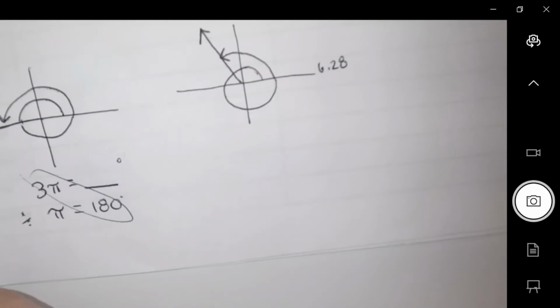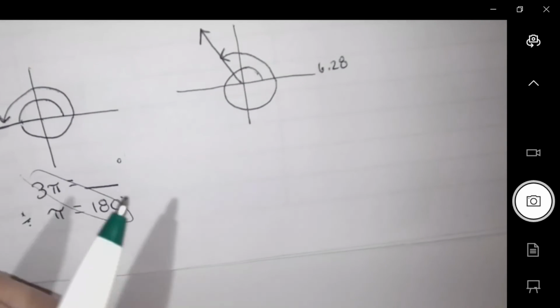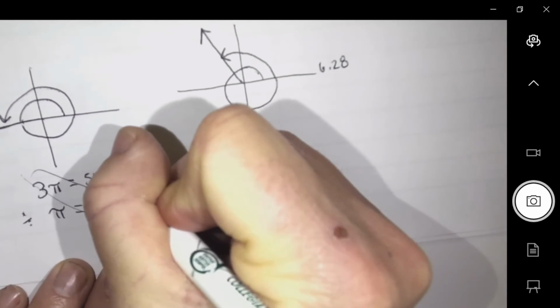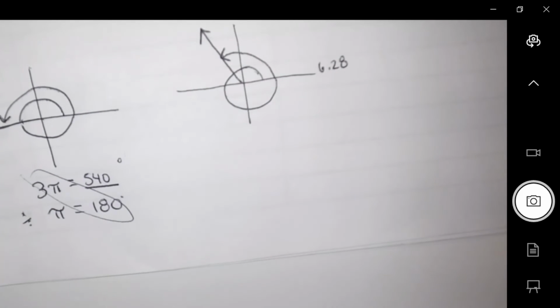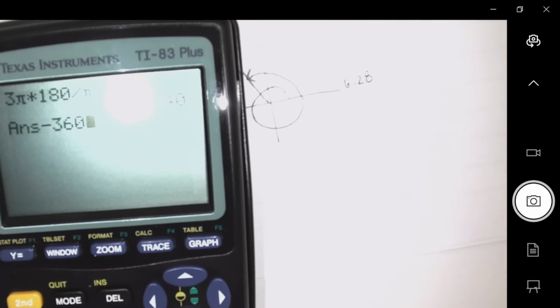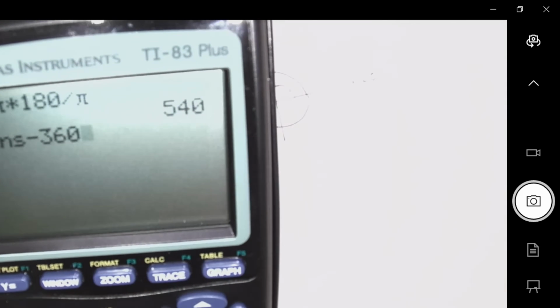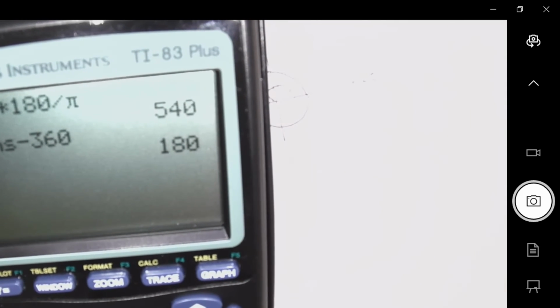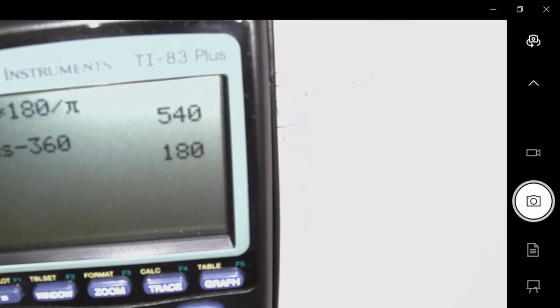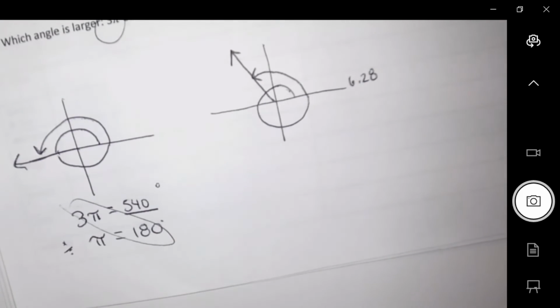If you times and divide that, what do you get as an actual degree? 540 degrees. So then I would do how much after 360? 360 plus another 180. So that's what we drew. We did 360 and then we did another 180.